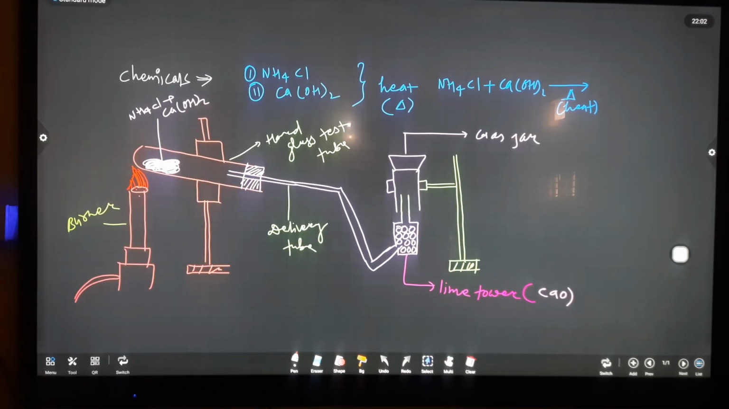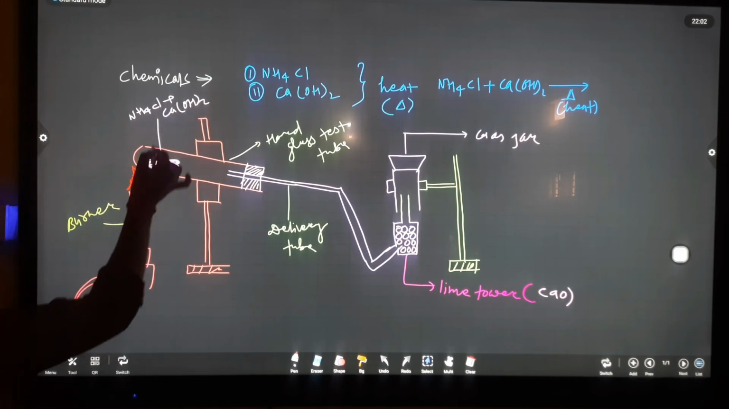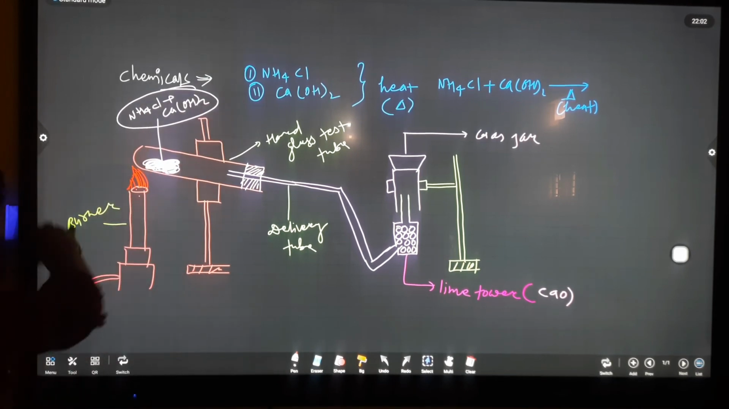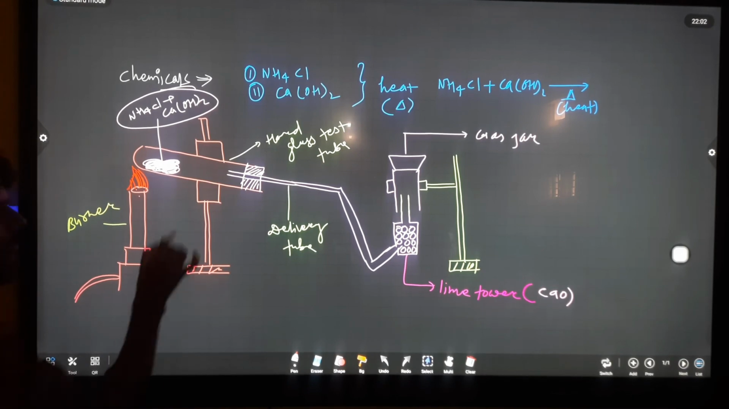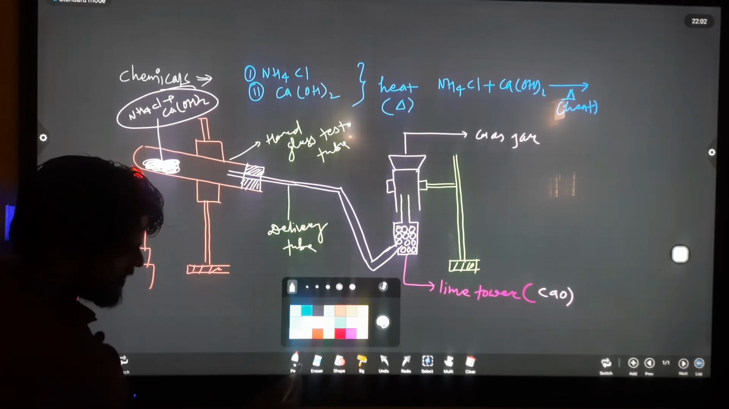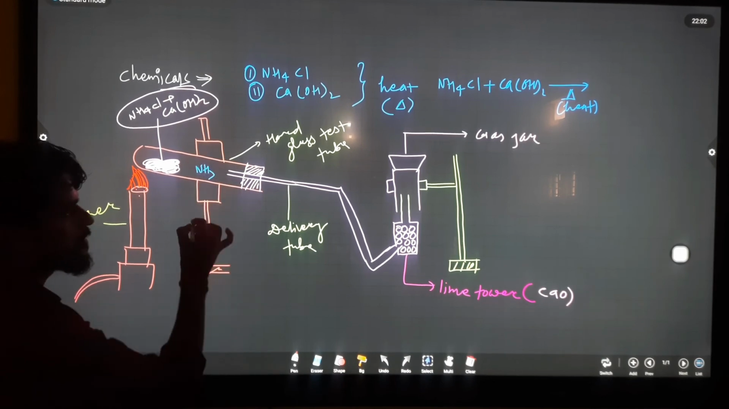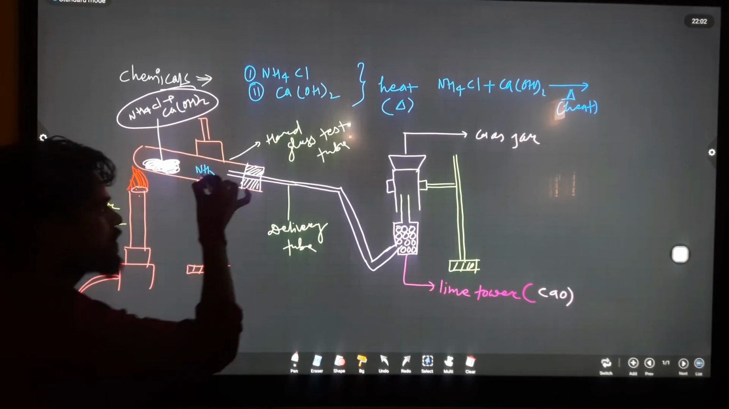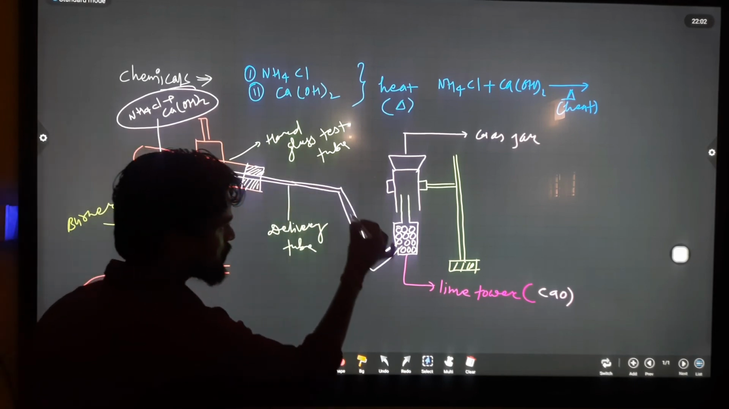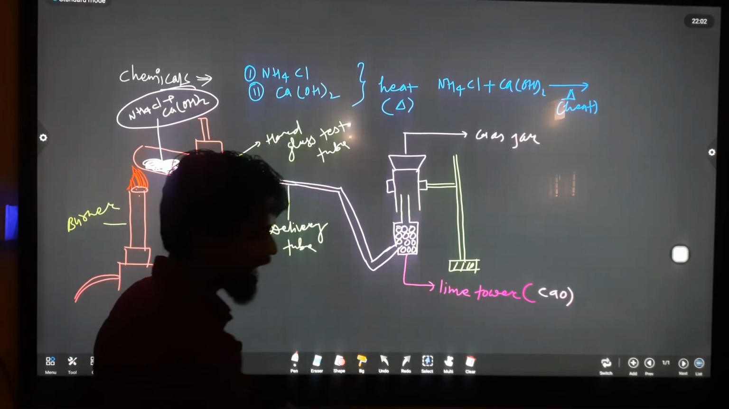As I said, it is collected by downward displacement of air, since ammonia is lighter than air. Now what happens when this mixture is heated? Ammonia, NH3, is formed. Through this delivery tube, the ammonia first passes through the lime tower.